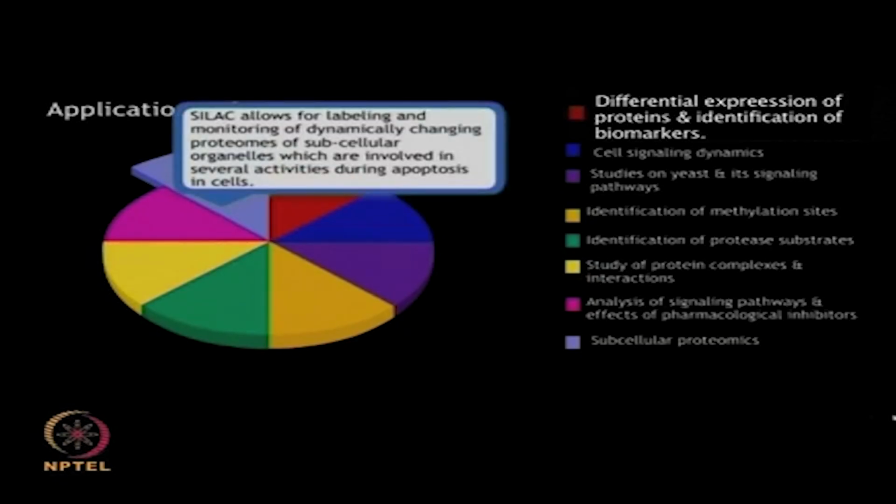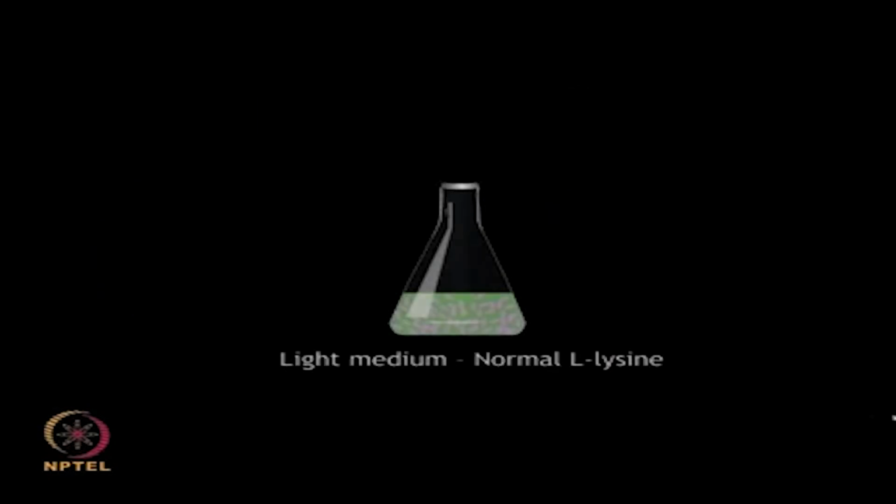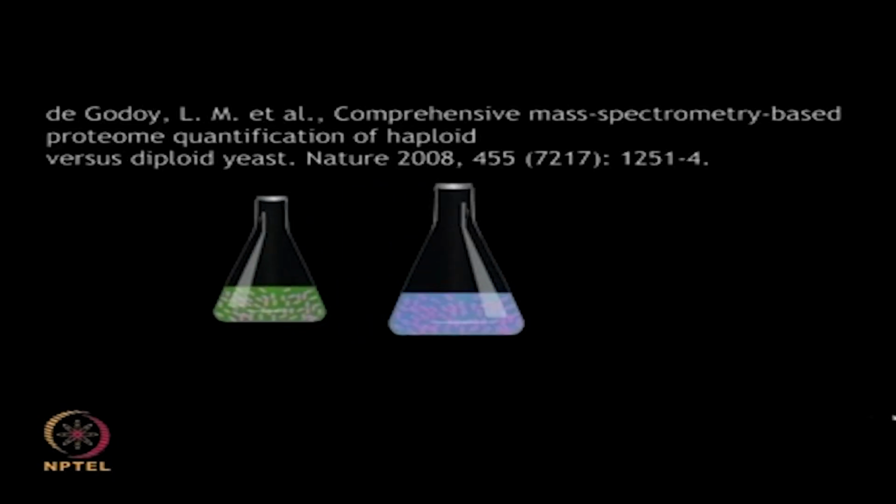SILAC allows for the labeling and monitoring of the dynamically changing proteome of subcellular organelles, which are involved in various activities during apoptosis in cells. Now, let us take a case study from Godoy and colleagues, which determined the fold change of peptide pairs between haploid and diploid yeast cells.